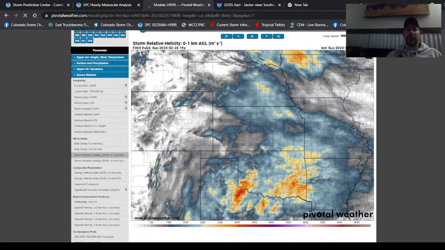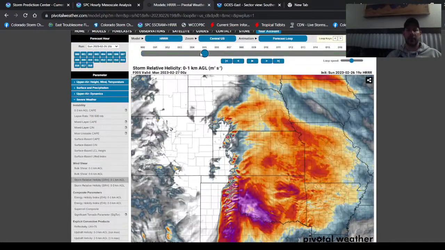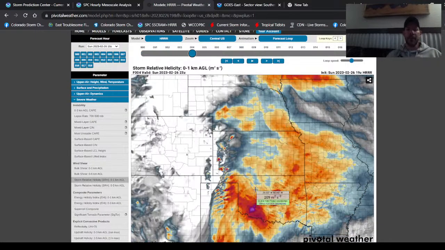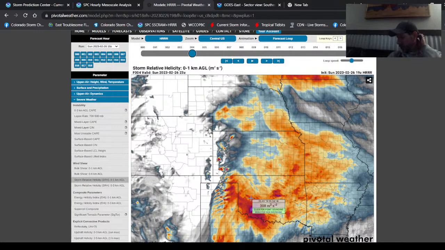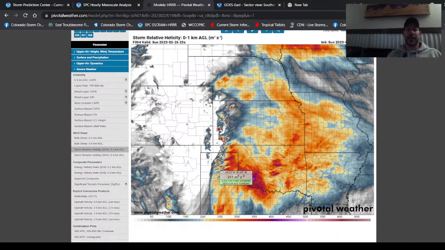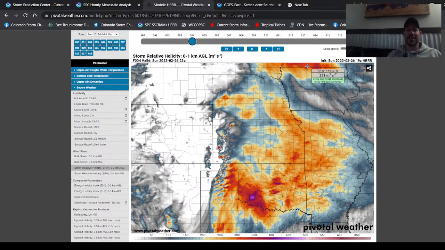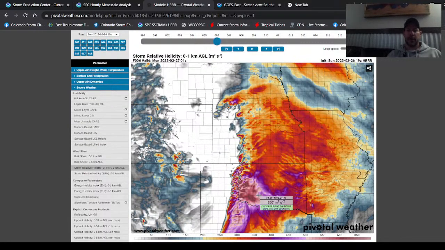And you can see that as we play out the helicity a little bit later into the afternoon. Man, we talk about 200, 225 meters per second of helicity. As we get into later this afternoon, watch this number jump. I mean, like screaming amounts of low level shear. Again, that's going to rotate anything at the lowest levels that can form in this area.